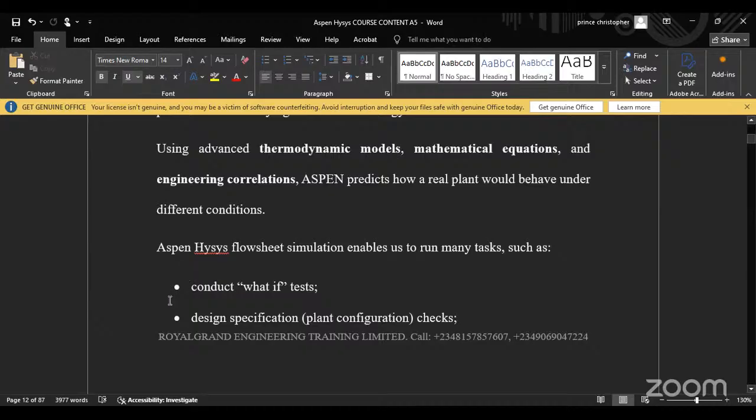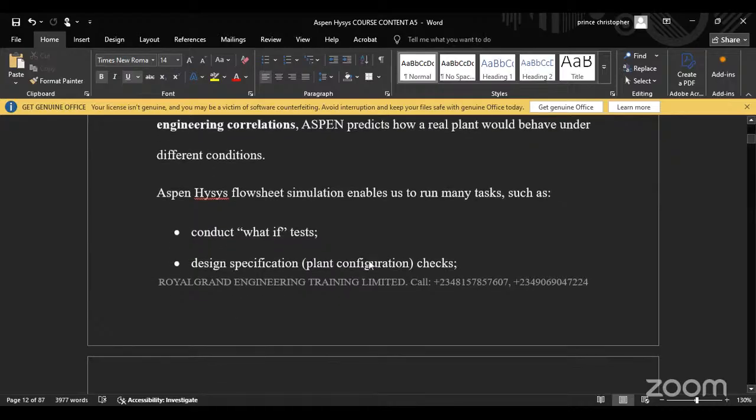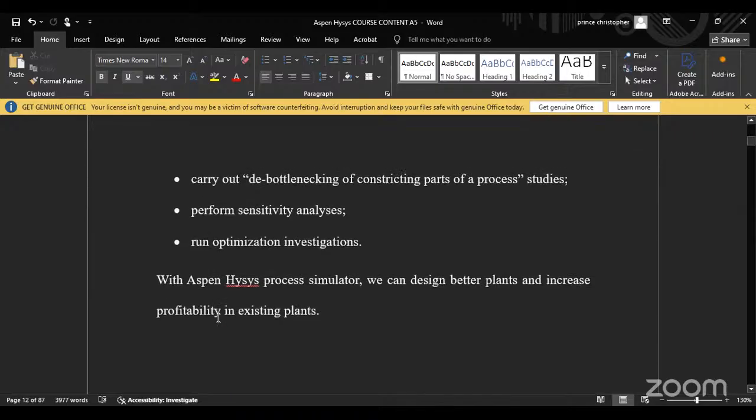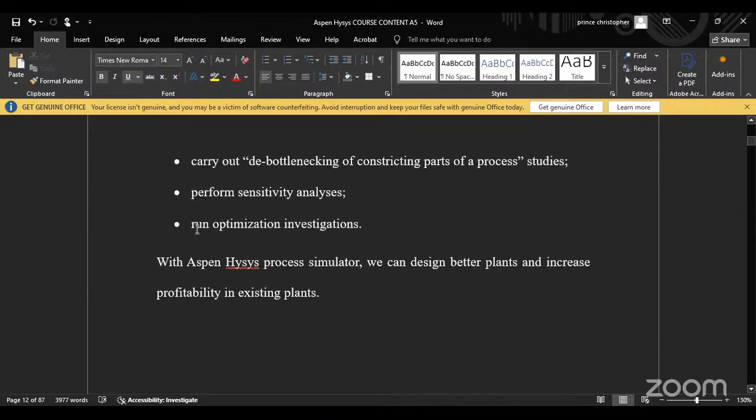What's going to be our output? We can also do design specification. We can carry out the bottlenecking, we can perform sensitivity analysis, we can run optimization investigation. With Aspen Hysys process simulation, we could design better plants and increase profitability.